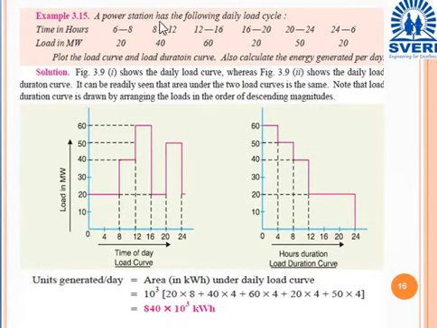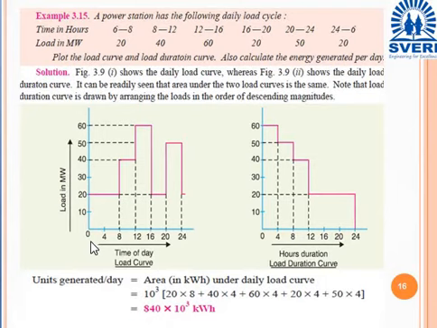So, a power station has the following daily load cycle, time in hours is provided and load in megawatt is provided. 6 to 8 hours 20 megawatt, 8 to 12 hours 40 megawatt, 12 to 16 hours 60 megawatt, 16 to 20 hours 20 megawatt, 20 to 24 hours 50 megawatt and 24 to 6 once again 20 megawatt. So, these values are tabulated. With the help of this we can draw the curve.